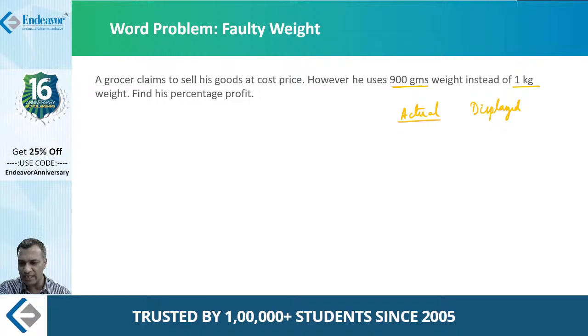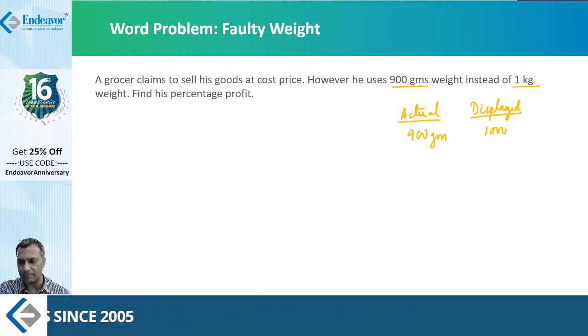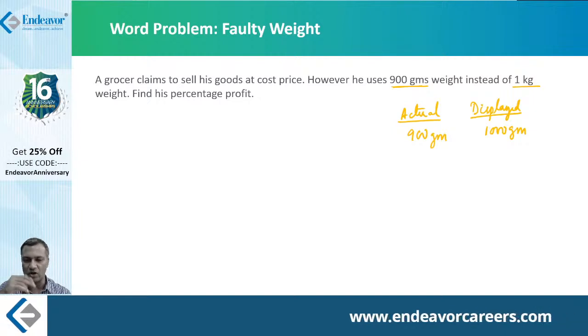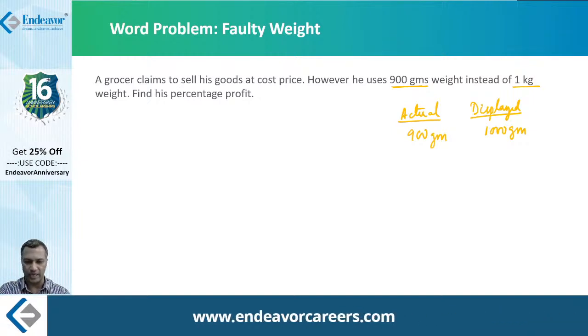So actually you are putting 900 grams. What is getting displayed is 1000 grams, 1 kg. There is a faulty machine, there is some wrong calibration which has been done on that. Okay, how do I represent this particular data, right?